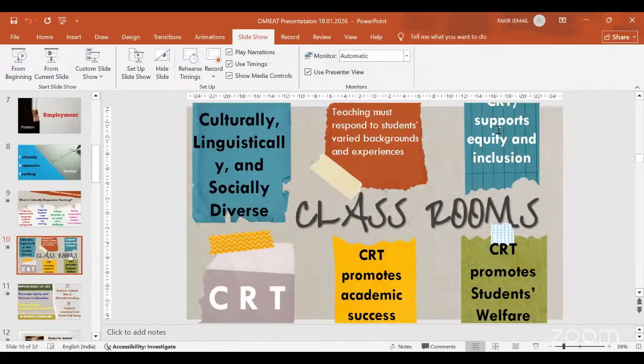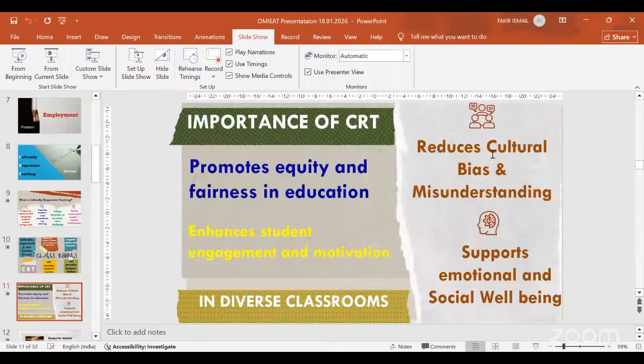Nowadays, most of the classrooms are culturally, linguistically, and socially diverse. So teaching must respond to students' varied backgrounds and experiences. CRT supports equity and inclusion. CRT promotes academic success. Culturally responsive teaching promotes students' welfare. So this is the importance of CRT.